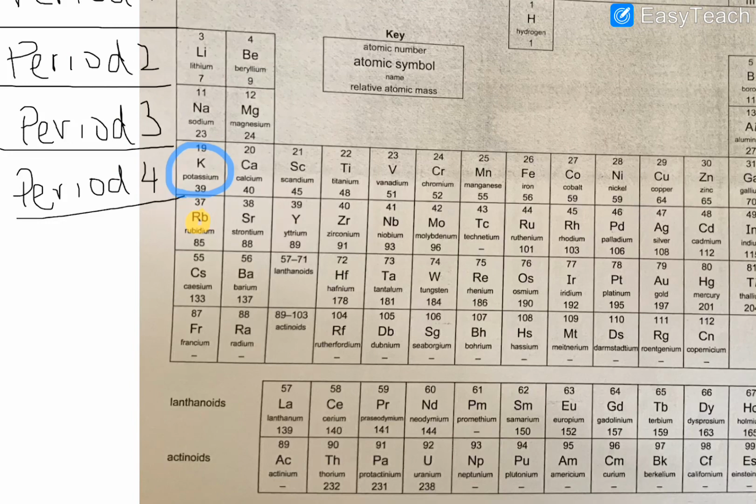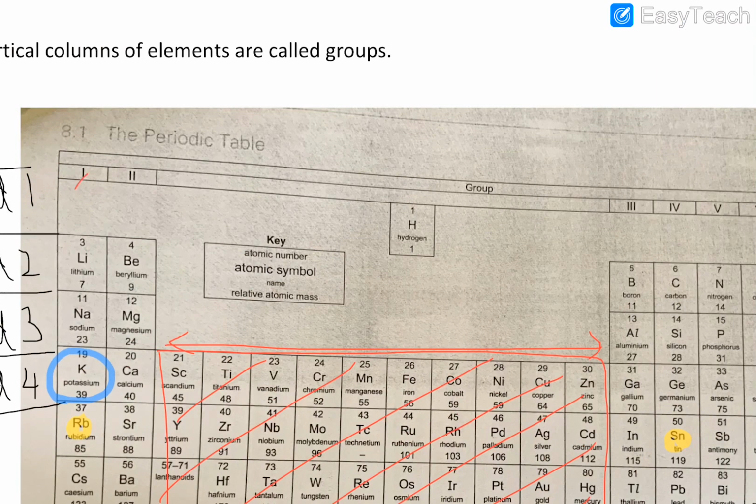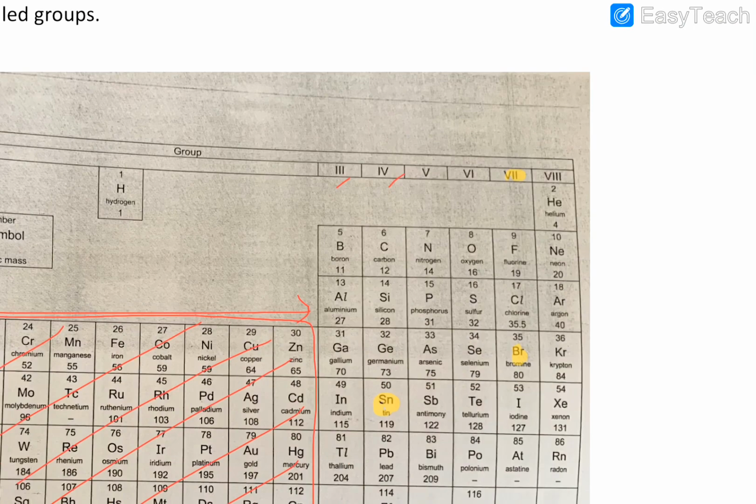Okay, let's try to guess the electronic configuration of a few elements. Just for info, these are transition elements and we're not studying them for now. So just ignore this block of elements. We're just looking at groups 1, 2, 3, 4 up till 8.